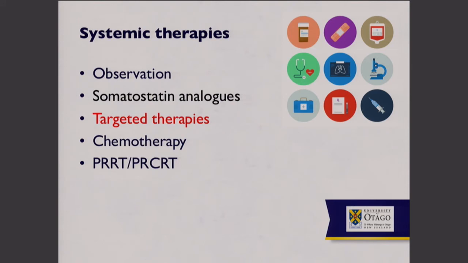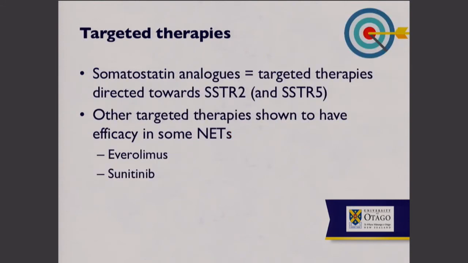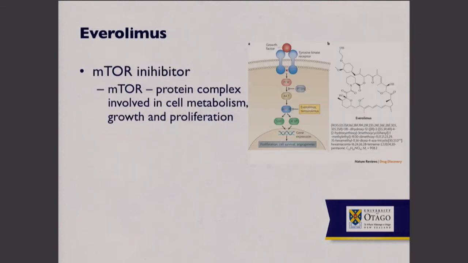So on to targeted therapies, and somatostatin analogues are actually targeted therapies. And we've now got evidence behind a couple of other targeted therapies having some efficacy in NETs, and that is with everolimus and sunitinib. So everolimus, as you probably know, is an mTOR inhibitor, and mTOR is a protein complex that does lots of good things if you're a cancer.